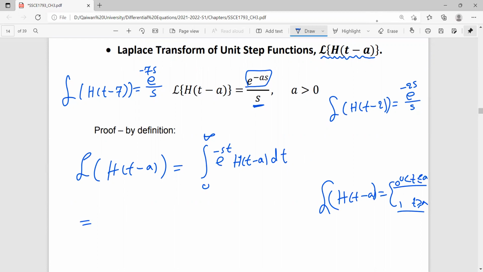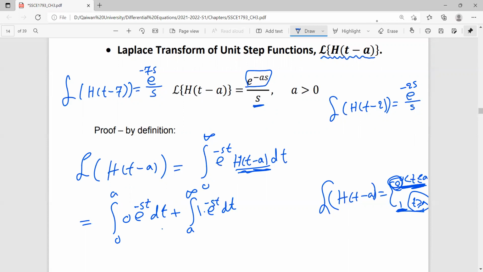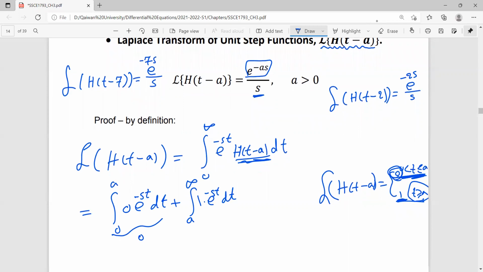You see, it equals the integration from 0 to a. From 0 to a, the function is 0, so this is 0 times e to the power minus st dt, plus the integration from a to infinity. From a to infinity, the function is 1, so 1 times e to the power minus st dt. The first result is 0 here.